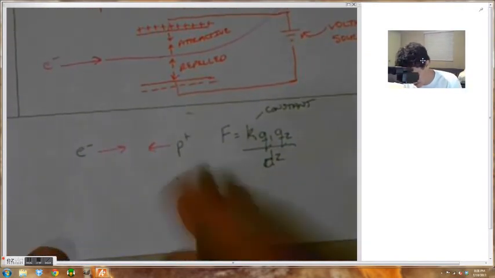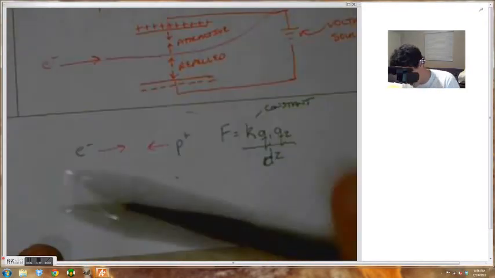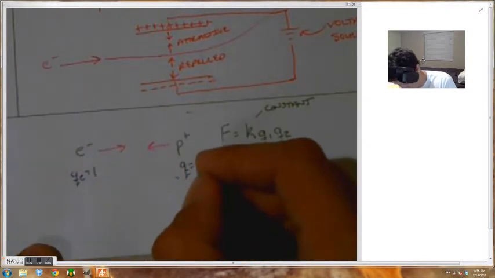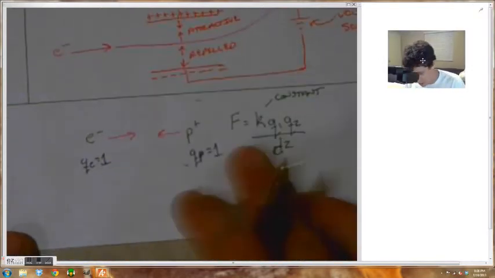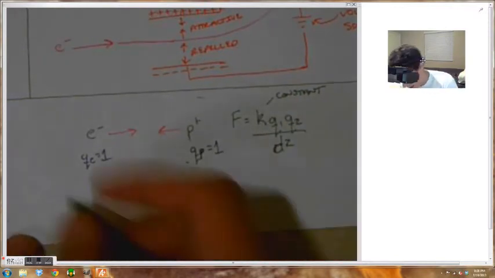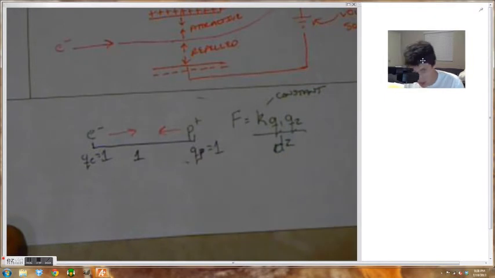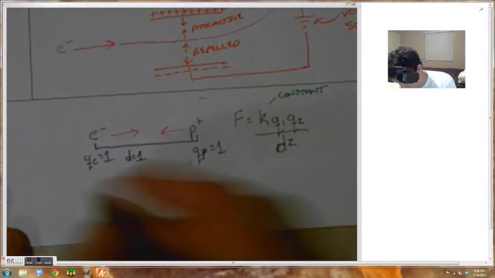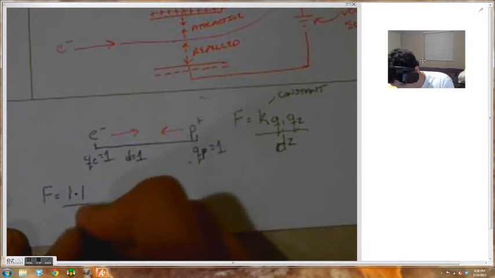Well, let's say they both, for the sake of this example, have a charge of 1. So Q electron is 1, Q proton is 1. It doesn't really matter what the charges are, but if we start plugging them into our equation, assuming K is constant, it's going to stay the same regardless. And let's say they're separated by a distance of 1. I'm leaving units off for a reason here, so our distance is equal to 1 as well. That would make our force equal to 1 times 1 over 1 squared, or 1.